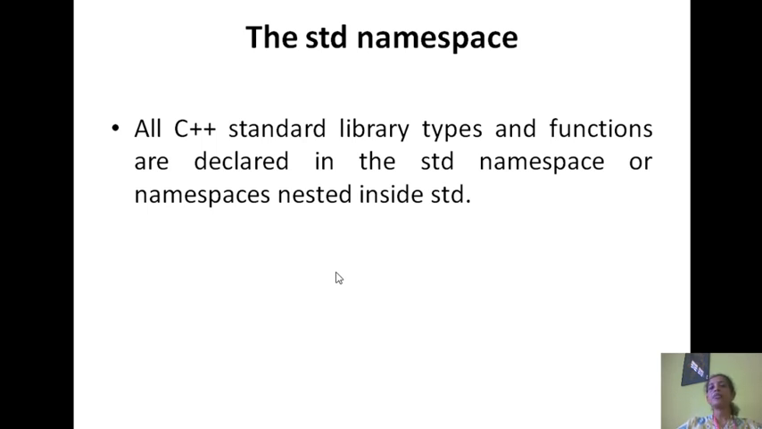One example of the std namespace is cout and cin. These are the two basic streams used in C++ programming, and these two streams are available in the std namespace. So when we have to use the cout or the cin stream in our programming, before that we have to use the namespace std.